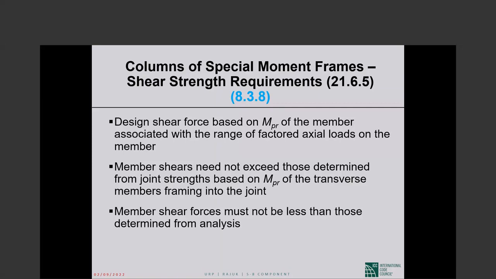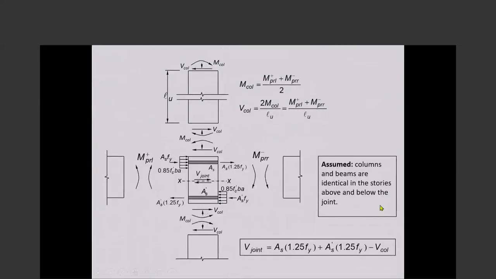The final item says member shear forces must not be less than those determined. So we will figure out the largest shear that can develop in a column, but you will not go below the shear that your analysis says develops in the column. I have never seen that to be a problem. We always calculate something larger. Okay.